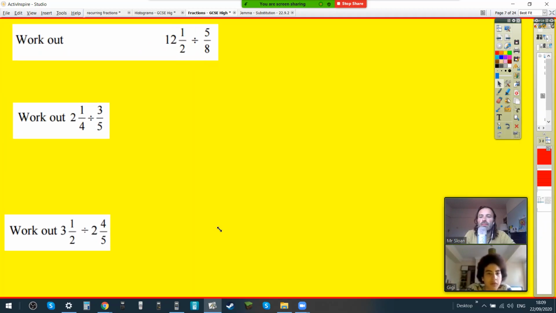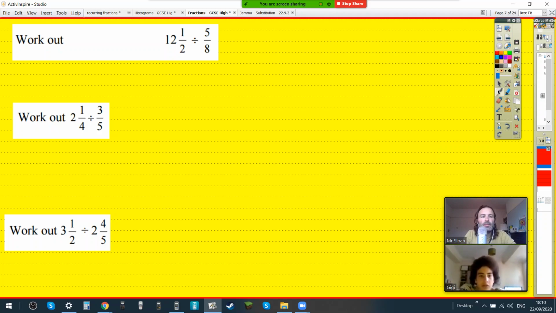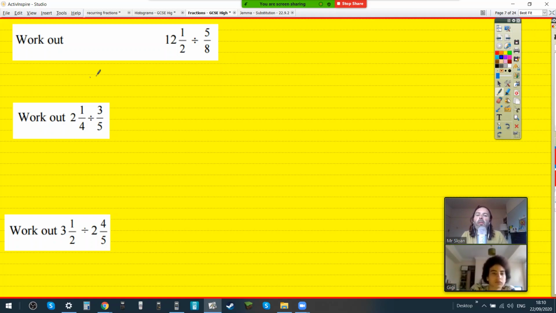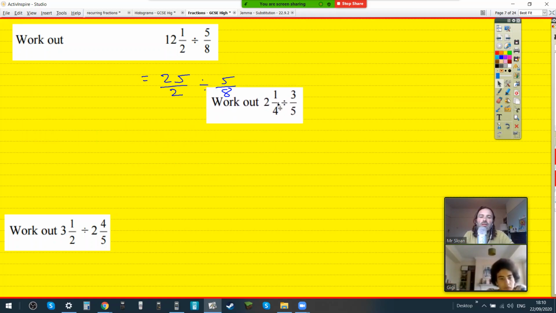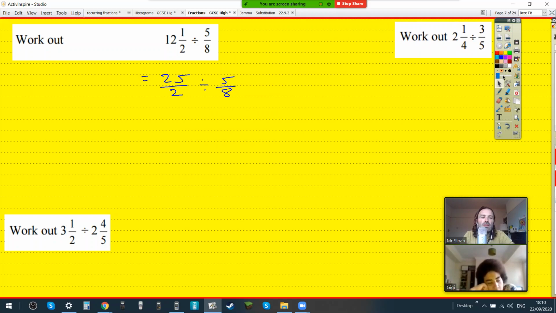So convert it to a mixed number. Oh no, improper fraction. It will be 25 over 2. Okay, do you know how to divide fractions? Well, 25 and 2 are both multiples of 5 and 8. So, would you?